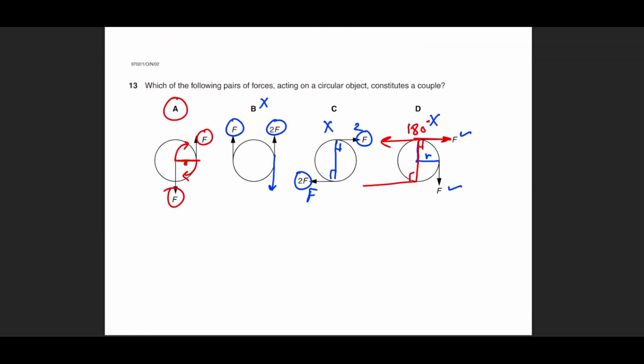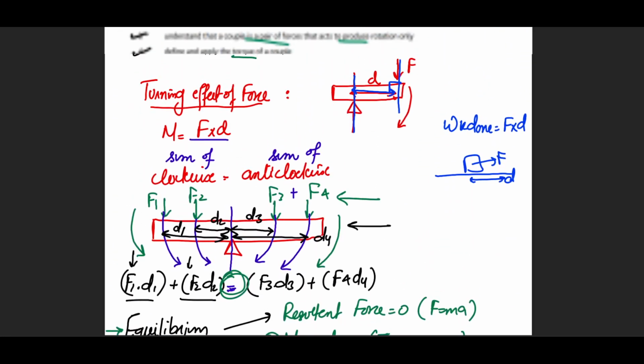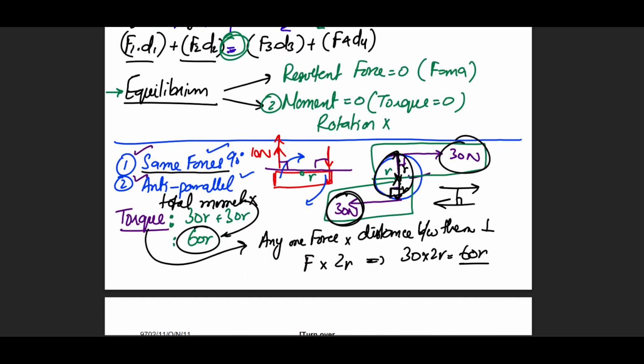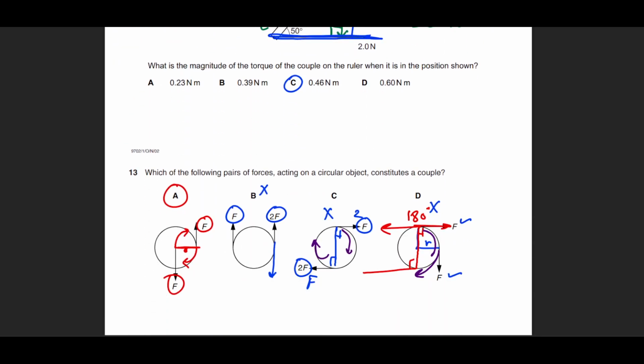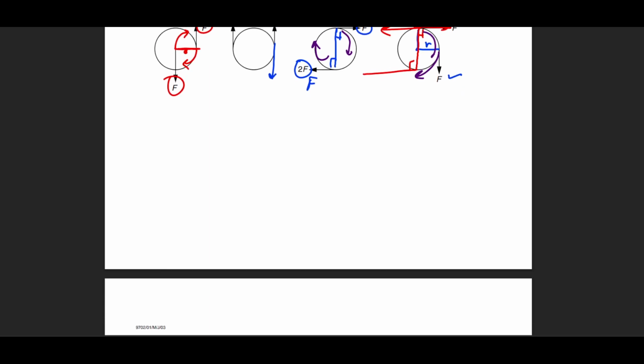And don't get me wrong, these options will be rotating. This will rotate in this direction, this will rotate in this direction, this will rotate over here, this will rotate over here. They will be rotating. Rotation is not the criteria for torque. Torque specifically requires you to fulfill these two conditions, same forces and anti-parallel. Rotation alone is not going to qualify as torque.